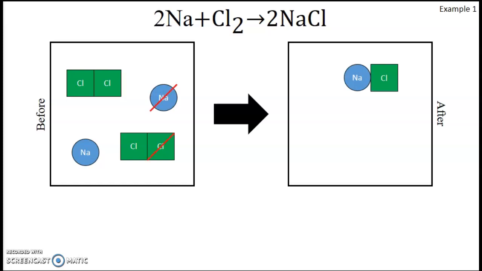I find it helpful when I'm doing pictures like this to cross out the reactant atoms as I draw them in my after picture, just so that I keep track of how many atoms I have to work with and what I've already used up. So I draw my first sodium chloride molecule, and I am not anywhere near done, so I'm going to draw a second one. When I draw my second sodium chloride molecule, I notice that I have crossed out all of the sodium atoms from the before picture. So I can't draw any more sodium chloride molecules. I've run out of sodium to make sodium chloride.